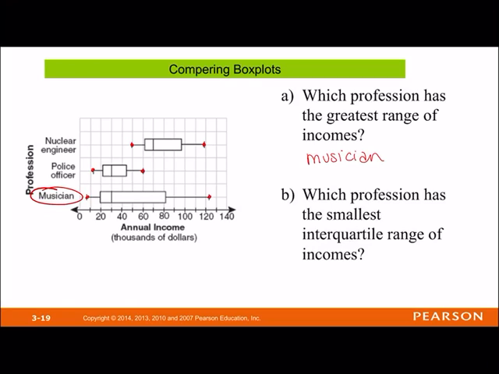And which profession has the smallest interquartile range? So we want the smallest distance between Q1 and Q3. So we're looking from here to here, here to here, here to here. Could I get a rough idea as to what those were as actual numbers? I sure can. But again, I want the smallest distance between those two vertical lines. And that is going to be, in this case, with our police officers again.